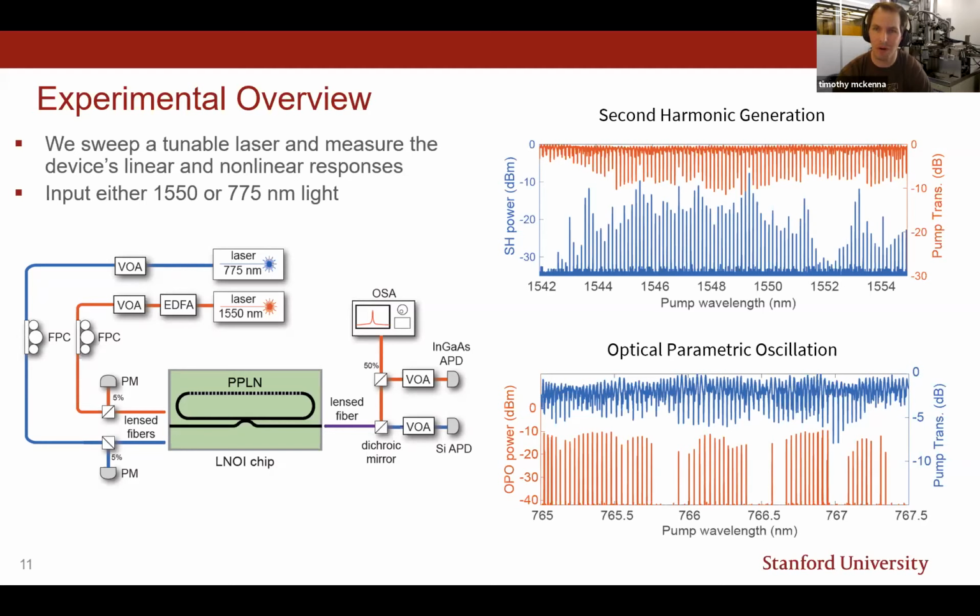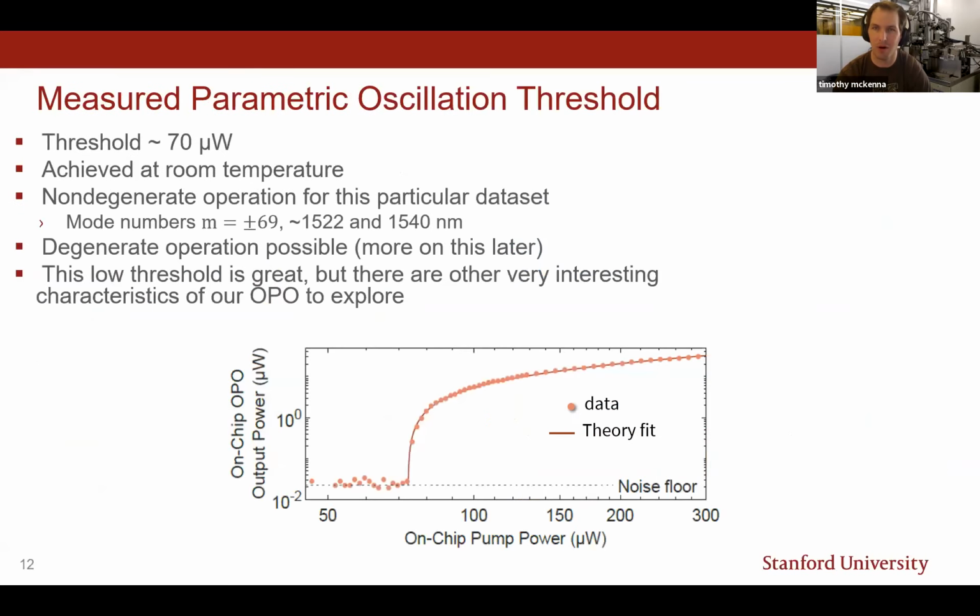So looking more at the OPO, this is just an example of what we measured. If we just look at one of those lines basically, and if we sweep the on-chip power, we can measure the generated OPO output power. And we see that basically the threshold is around 70 microwatts. And this was achieved at room temperature. So we didn't really have to temperature tune very much at all. We tune a couple degrees from room temperature just to get the modes to line up, but that's really all we had to do.